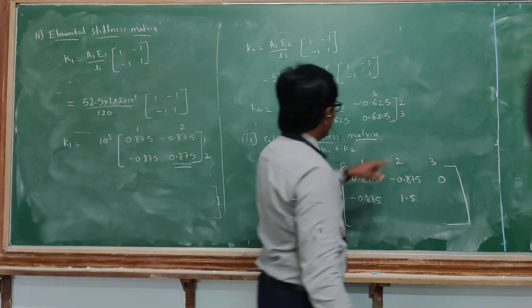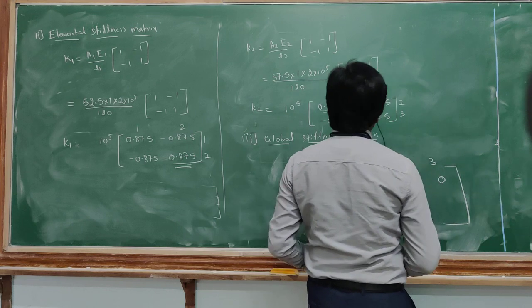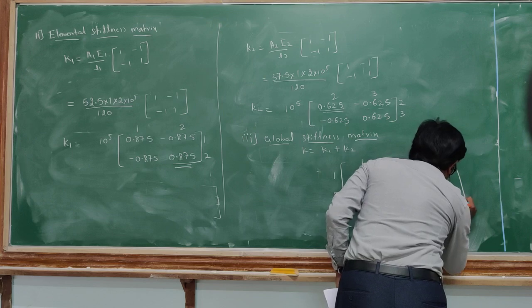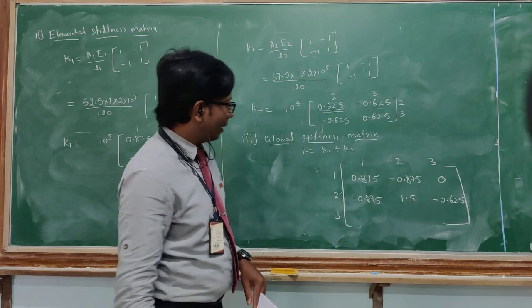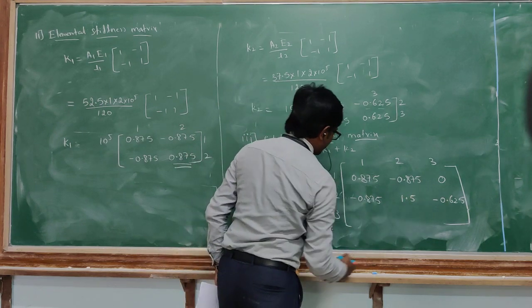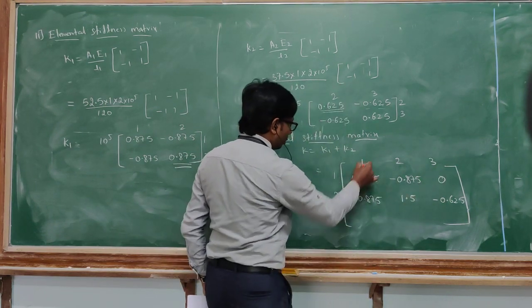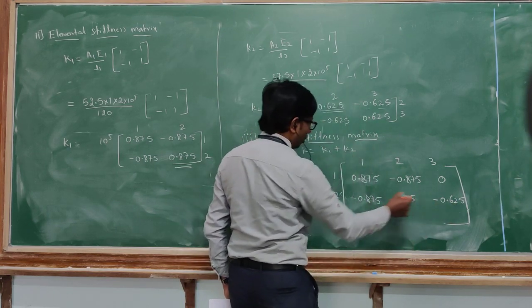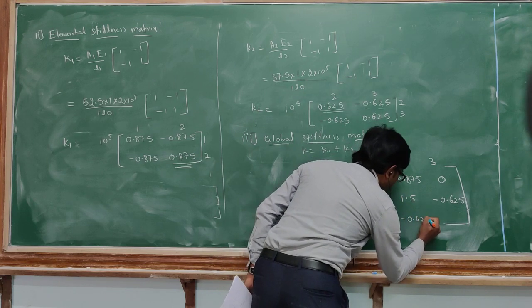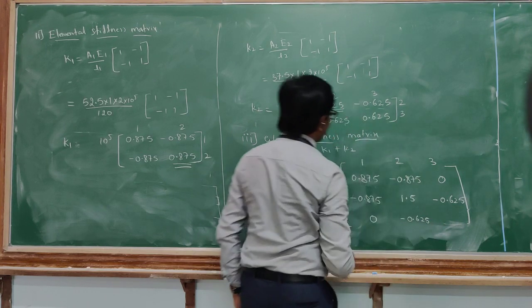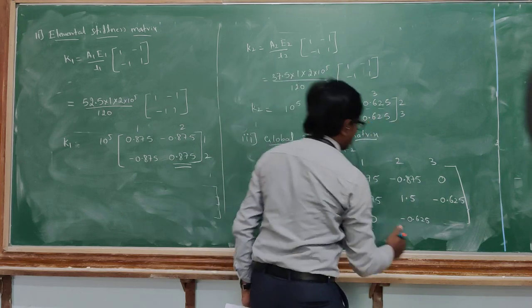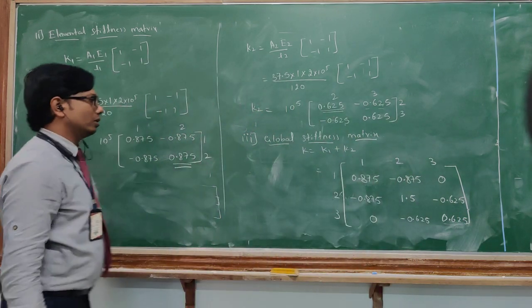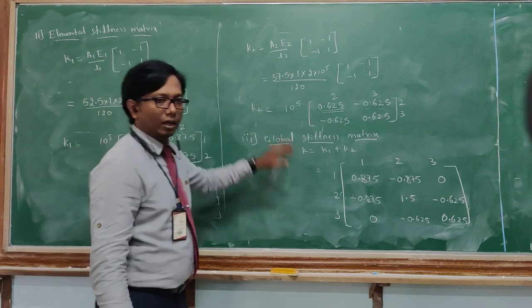Okay. So next is second row, third column. Here you don't have. If you come here, second row, third column is minus 0.625. Next, we'll do the symmetry. First row, third column will be equal to third row, first column, which will be 0. Second row, third column will be equal to third row, second column, minus 0.625. So finally, you have to write the value of third row, third column. This is 0.625. So this is the global stiffness matrix for this particular problem.